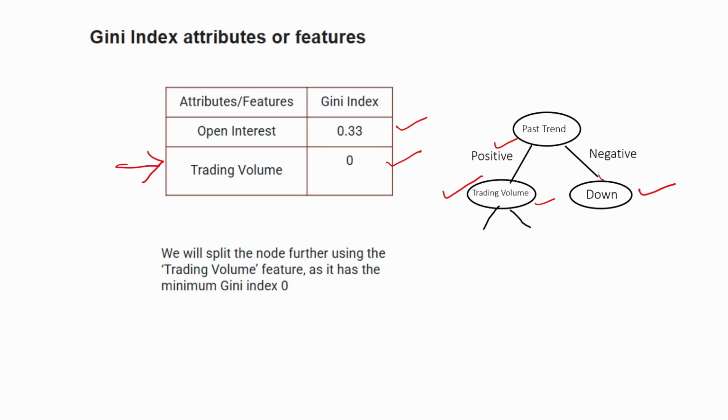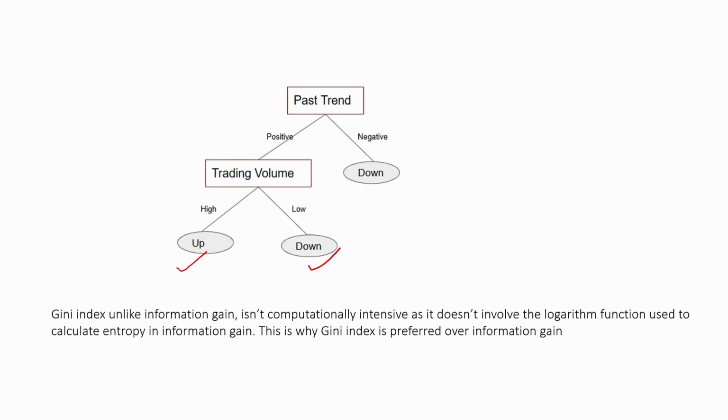And for every node, we have to find the Gini index for making the next decision. So here it is done. So this is the final decision tree. So we can easily find that if the past trend is negative, the classification will be down. And if the past trend is positive and the trading volume is high, then the classification will be up. And if the past trend is positive and trading volume is low, you'll be getting down as the classification.